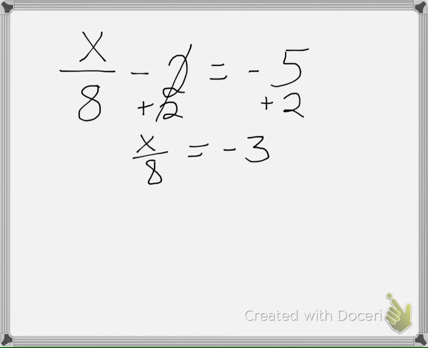Now this is a division question left, x divided by 8, so that means to get rid of it I need to multiply by 8. On both sides, the 8's cancel out, leaving me with x. And on the right hand side we have a negative number times positive, so that will be negative, and 3 times 8 is 24. So my solution is x equals -24.